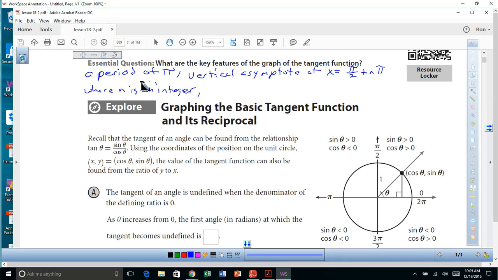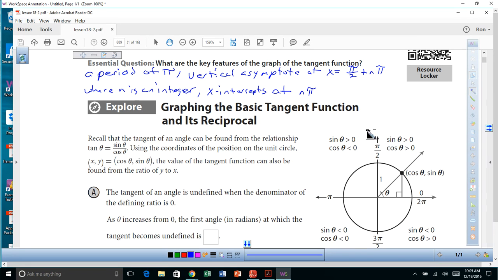And let's see here. X-intercepts at n pi, where n is an integer as well.